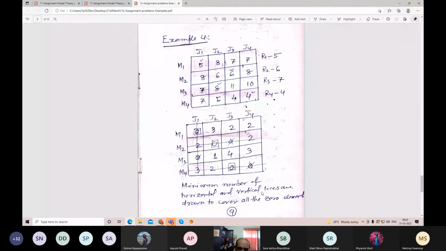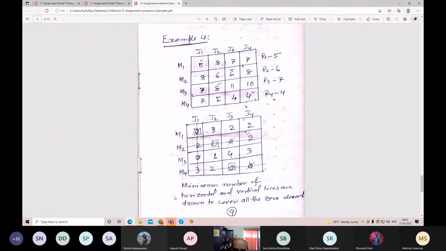The example 4. So here in this example, we have to apply all the steps. This is a 4 job and 4 machine problem. So we observe the minimum in the first row, that is 5, minimum in the second row, that is 6, minimum in the third row, that is 7, minimum in the fourth row is 4. We subtract. After subtracting, we find 0 in every row and every column.